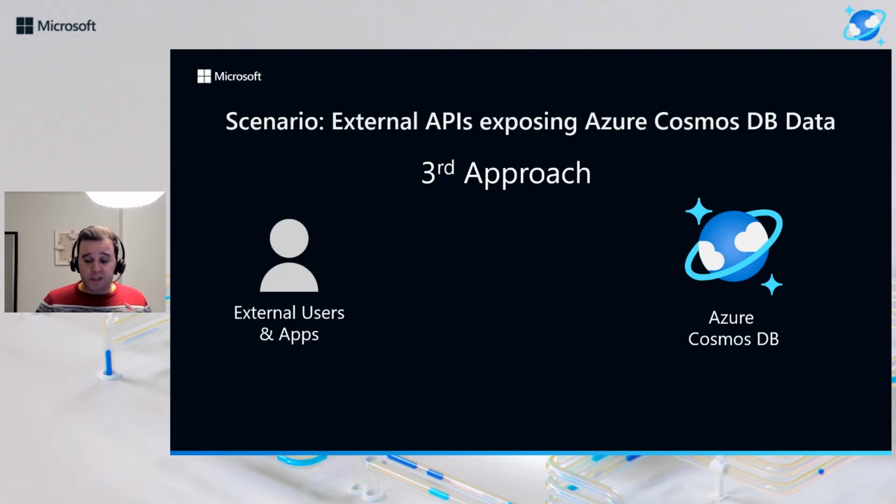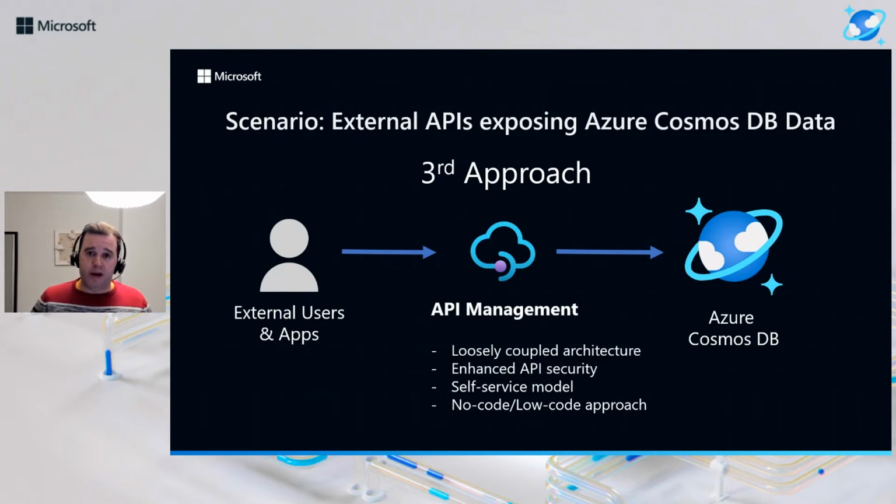So the third approach, which is the one based on our demo, is leveraging API Management, which is a service available on Azure as well. The idea is to use API Management as an API gateway to abstract your users, the external users and apps, from your backend, which is Azure Cosmos DB. And in this case, it enables you to implement a loosely coupled architecture.